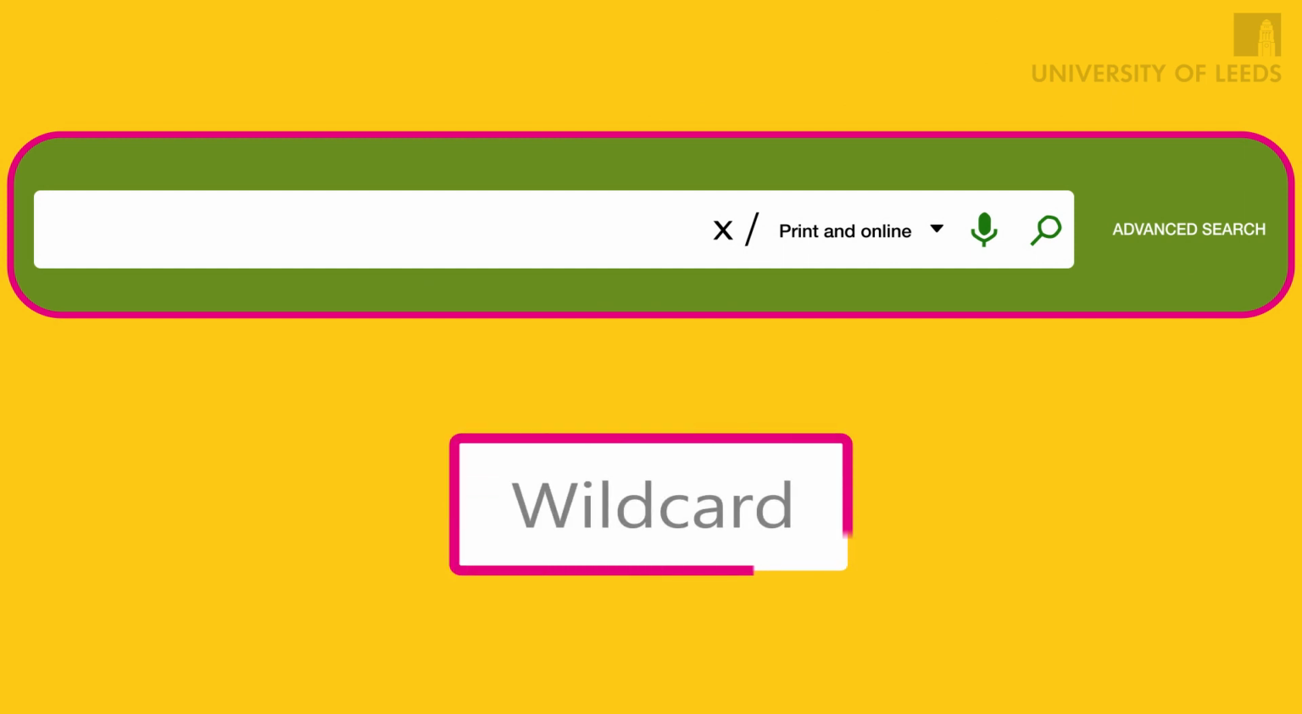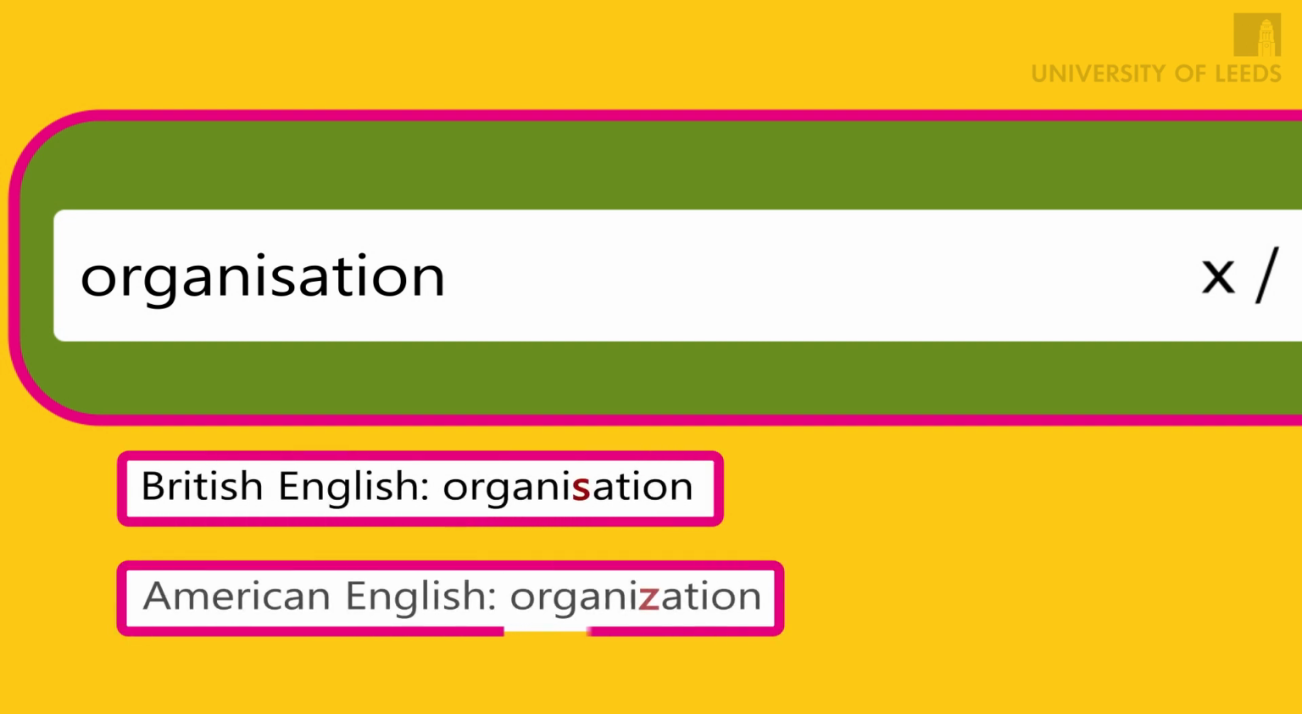The next technique we're going to look at is called the wildcard. Wildcards are great when you want to find information about a concept that might have a slightly different spelling from the one that you usually use. The word organisation, for example, is spelled with a Z instead of an S in American English. But if you don't want to miss all the information that uses this spelling, you can use a wildcard symbol to replace the letter. In this example, our search for the British and American spelling of organisation would be organisation with a dollar symbol to replace the changing letter.